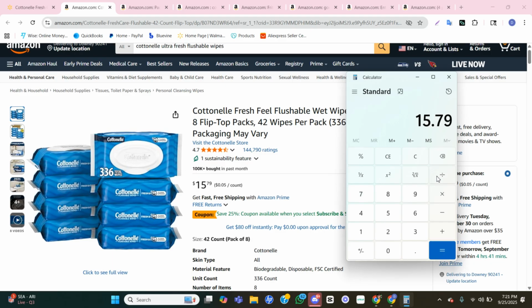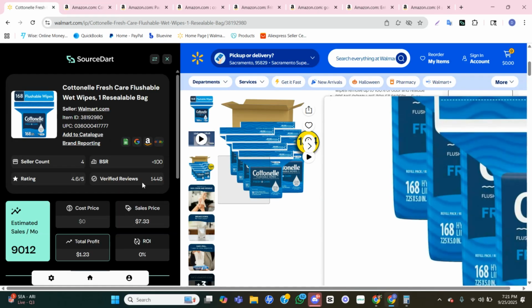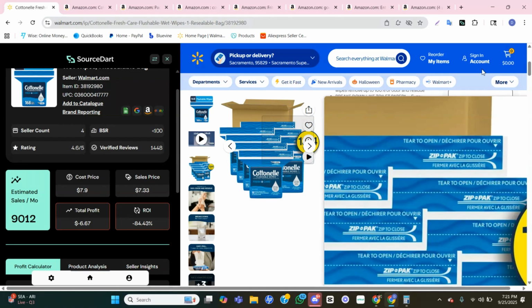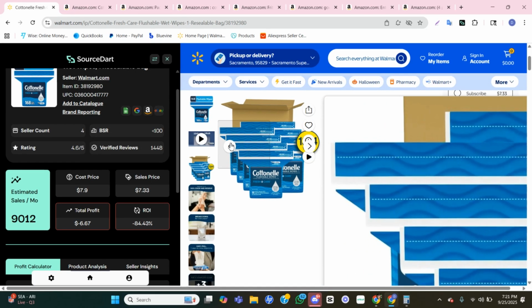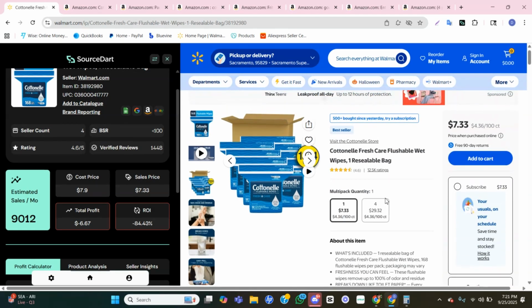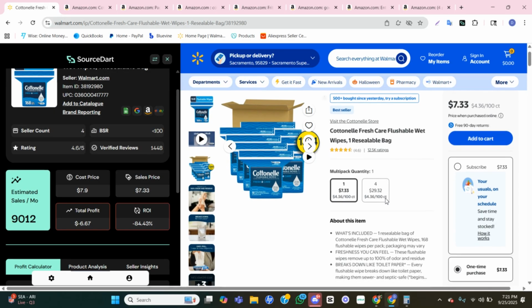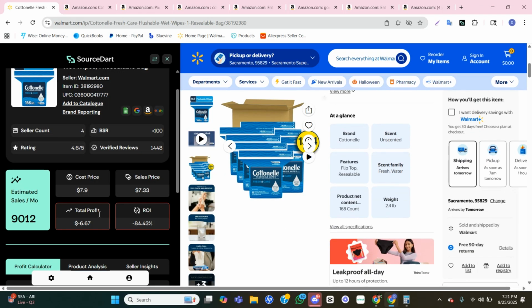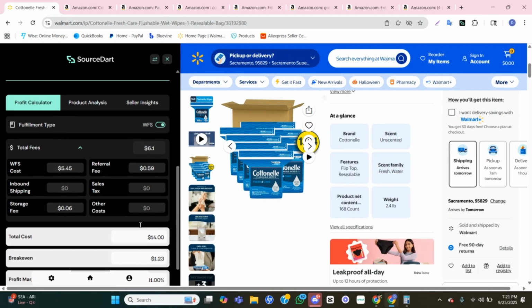1579.79 divided by 2. So our cost of goods for this is 7.9. Okay, 7.9, so we will add that. Let's see if we're going to have a profit with this.